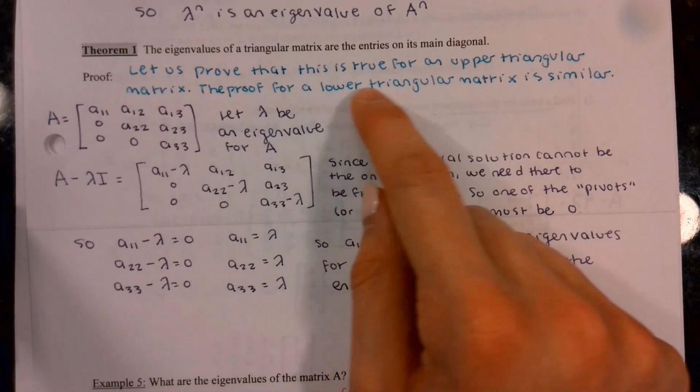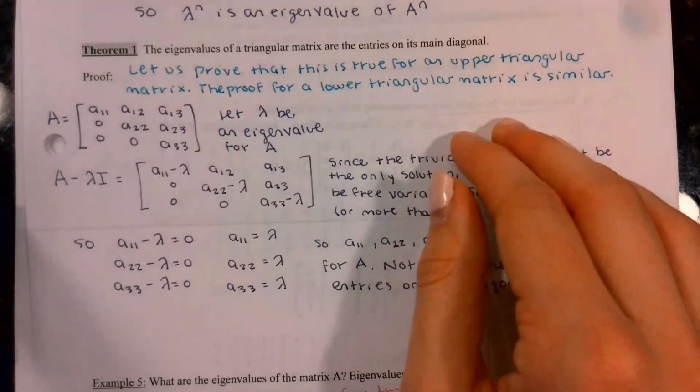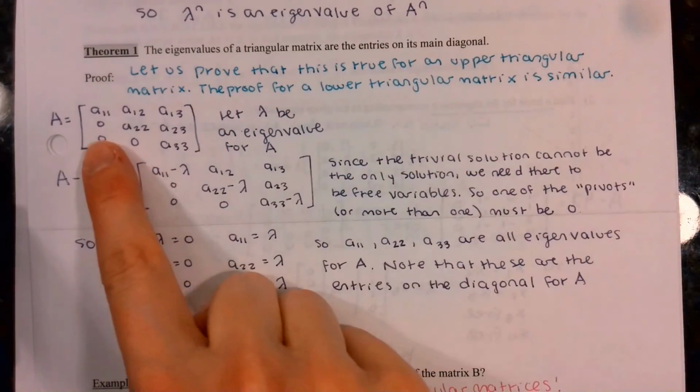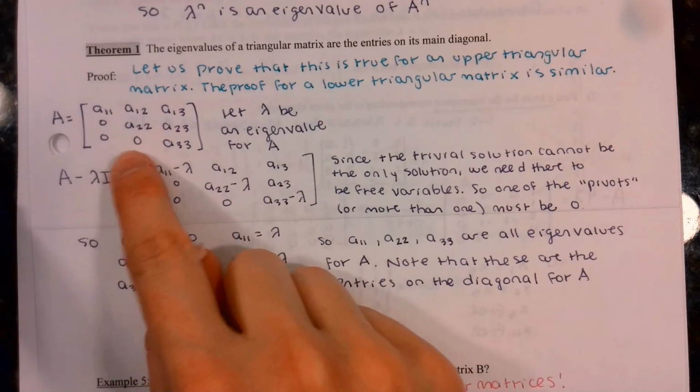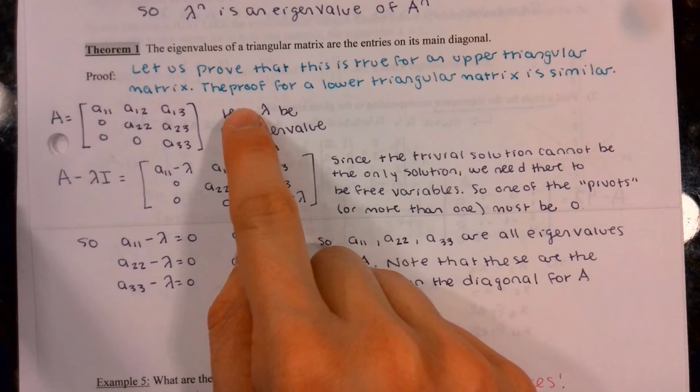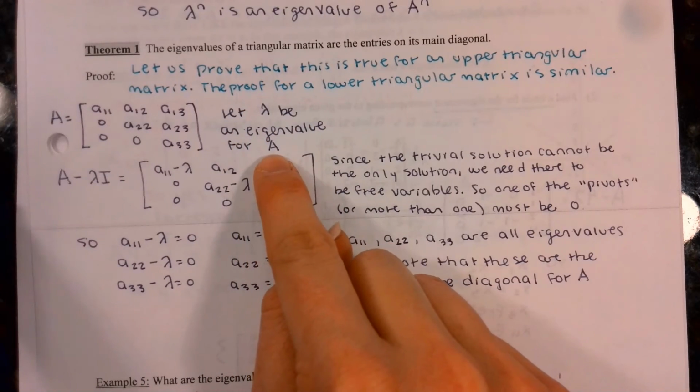So I'm proving that it's true for an upper triangular because the lower triangular would be the same. So I wrote an upper triangular 3x3 matrix. You could also do this with more entries. I was just too lazy to write out the dot, dot, dots. And I'm letting lambda be an eigenvalue for A.